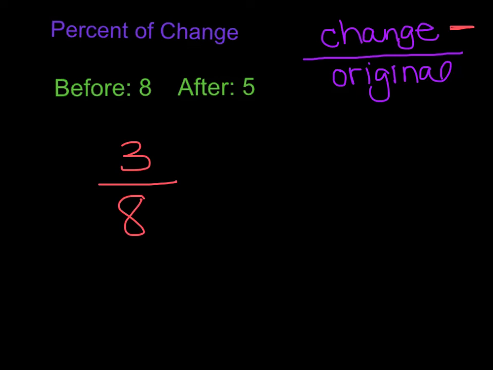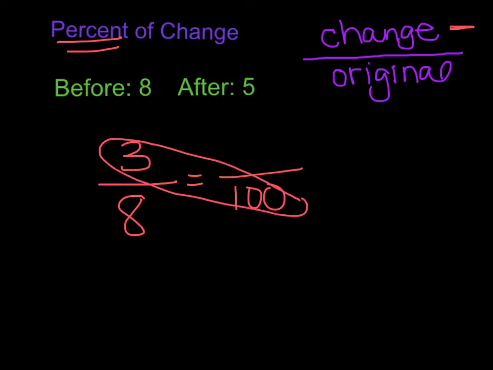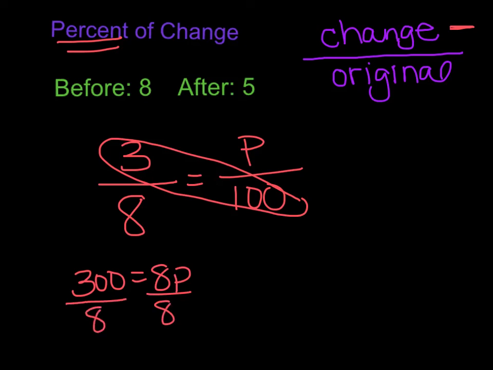From here, we want a percent of change. So change this fraction to a percent. You can either set that up as a proportion over 100, because percents are based out of 100, or you can change that to a decimal and then change it to a percent. If you do it this way, it would be 3 times 100, which is 300, is equal to, I'm going to call my percent P, is equal to 8P, divide both by 8. I'm going to come up here and work over to the side.